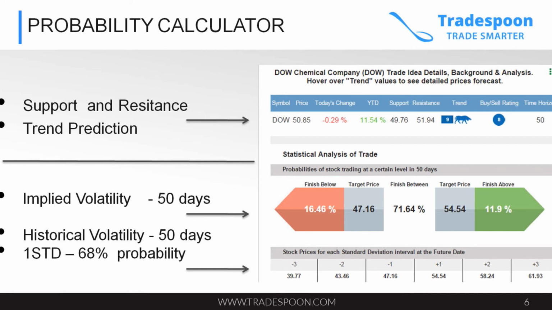The top portion, the red and the green arrows, is based on implied volatility. It's based on demand for Dow Chemical that you can see on your screen. What is the probability of Dow reaching 47.16 and 54.54 in the next 50 days? And you can see the probability of that event happening is 61.64%. The prices on the bottom show you historical volatility analysis.